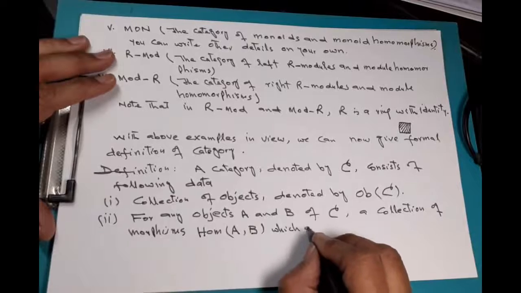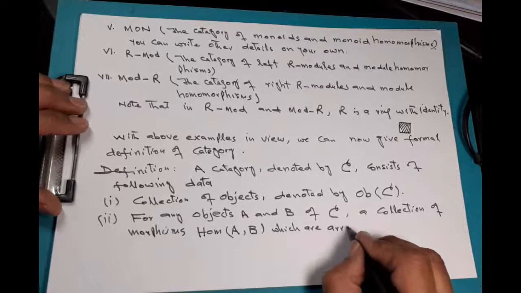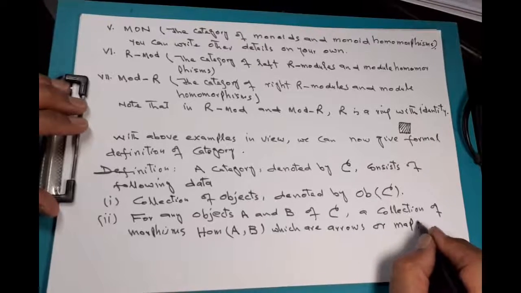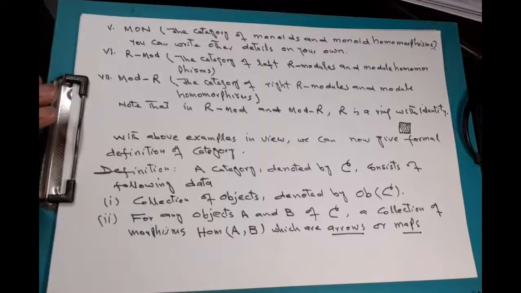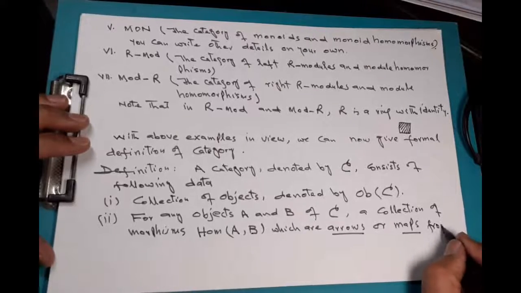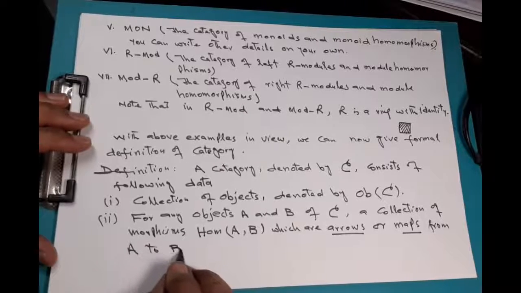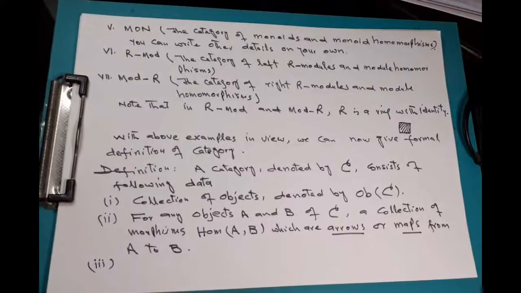which we call morphisms, arrows or maps. We use these two words as well for morphism. So which are arrows or maps from A to B.